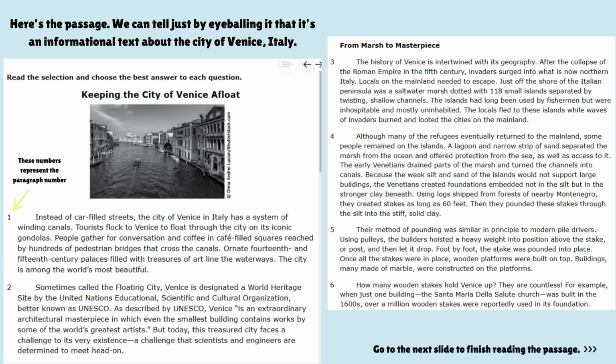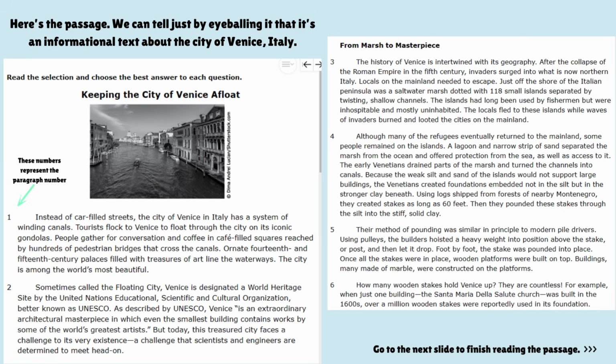Just off the shore of the Italian peninsula was a saltwater marsh dotted with 118 small islands separated by twisting, shallow channels. The islands had long been used by fishermen, but were inhospitable and mostly uninhabited. The locals fled to these islands, while waves of invaders burned and looted the cities on the mainland. Although many of the refugees eventually returned to the mainland, some people remained on the islands.